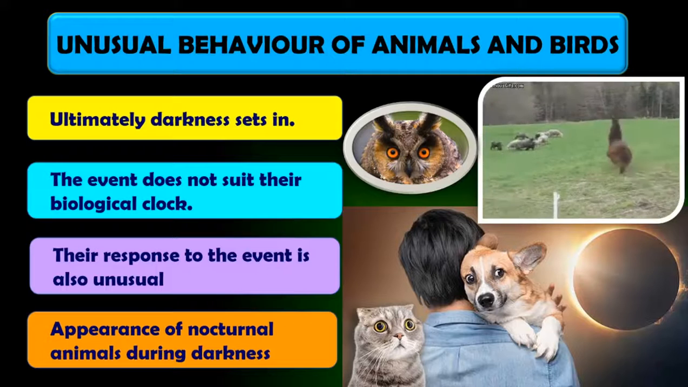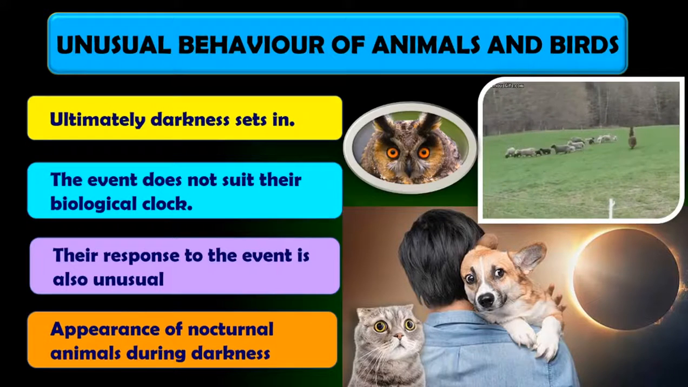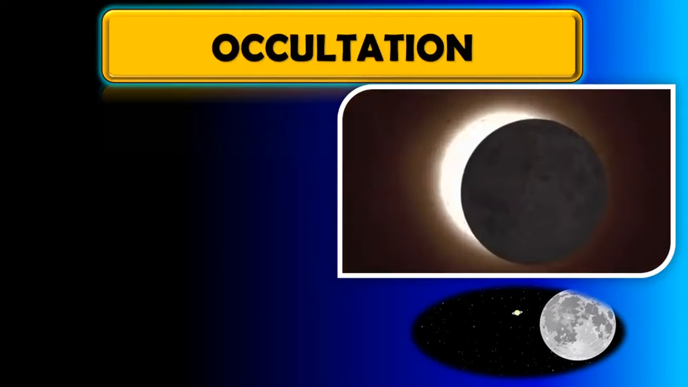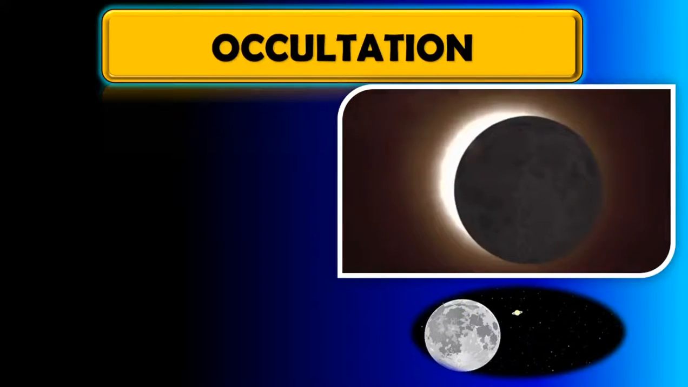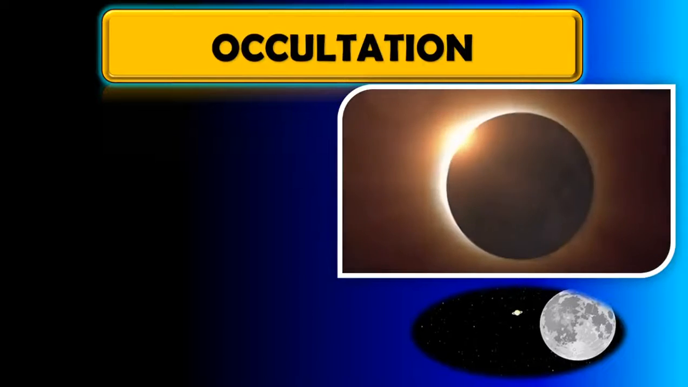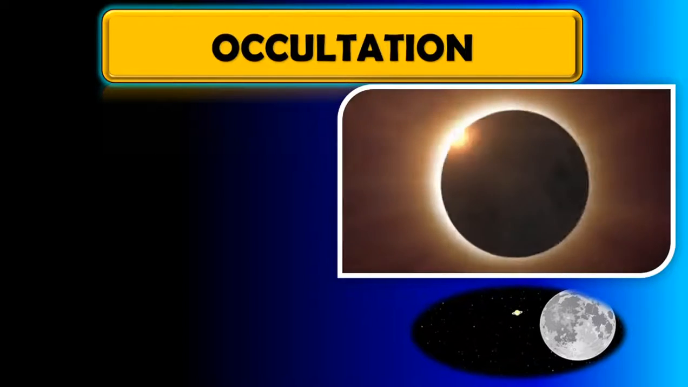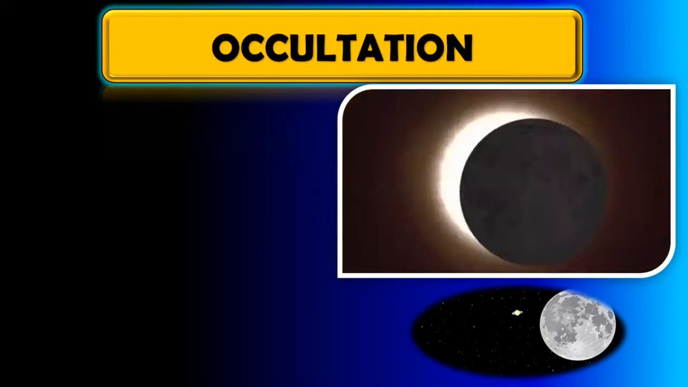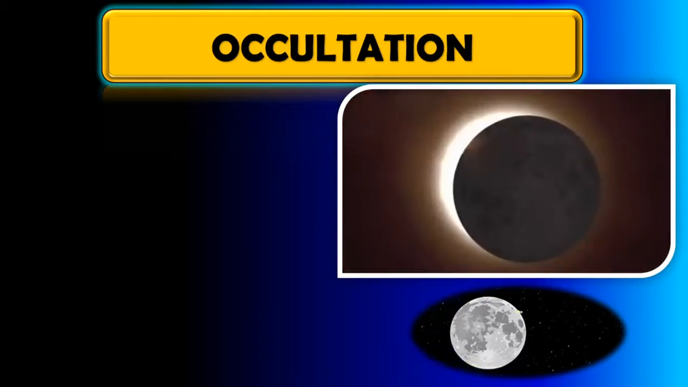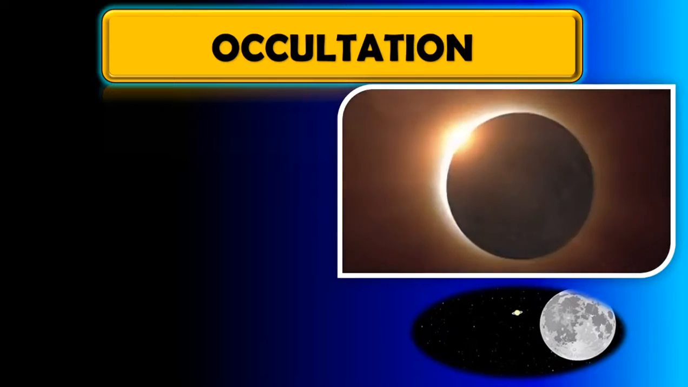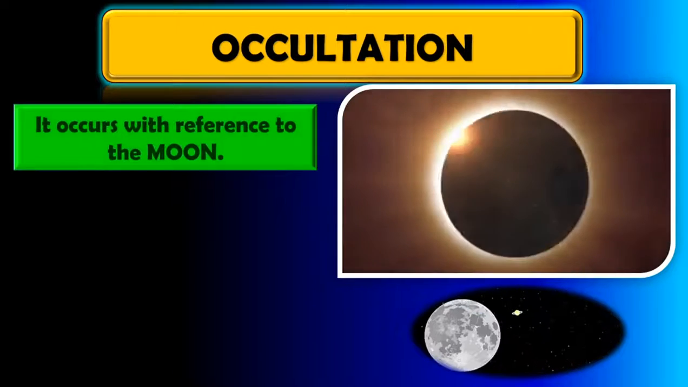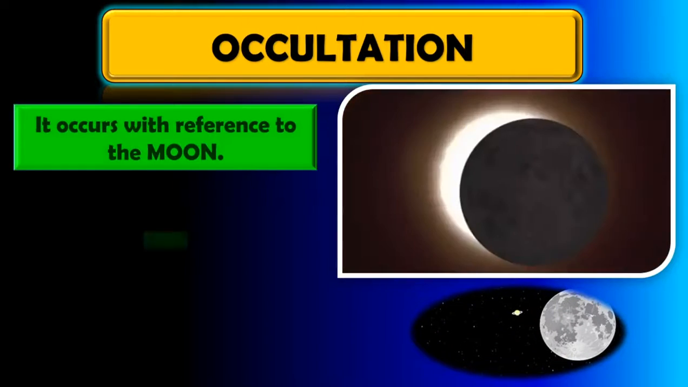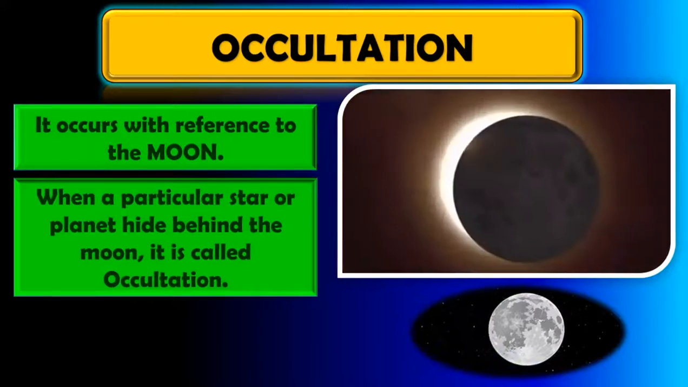Let's get some more information about occultation and transit. Like eclipses, some other specific conditions occur with reference to the sun or the moon. These are called occultation and transit respectively. Occultation occurs with reference to the moon. This is a typical event occurring in space.